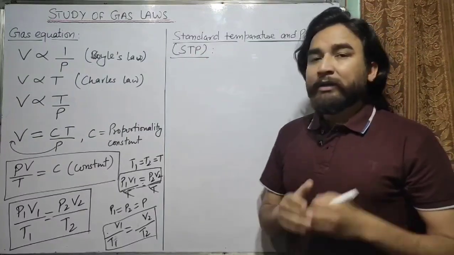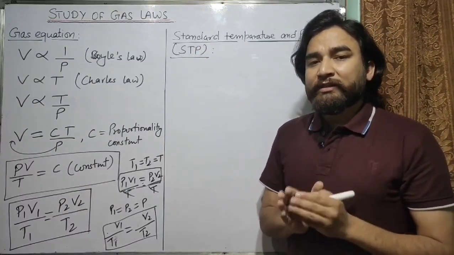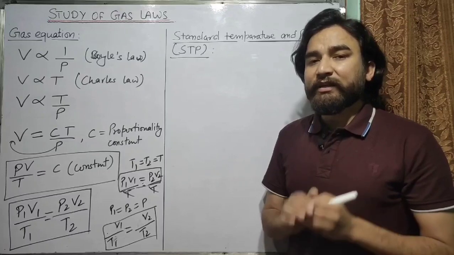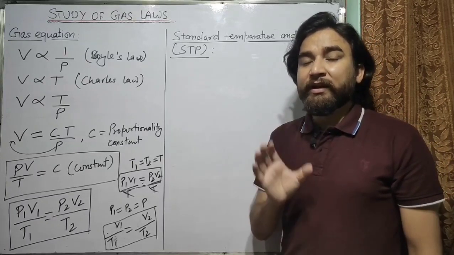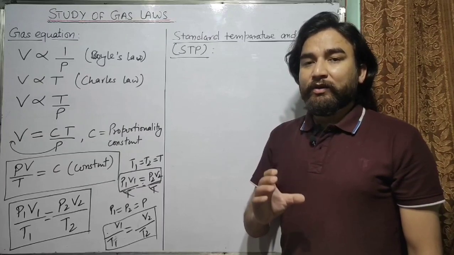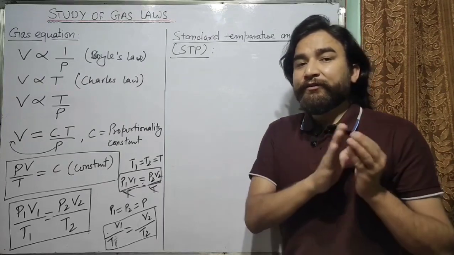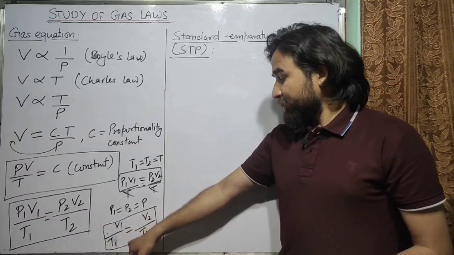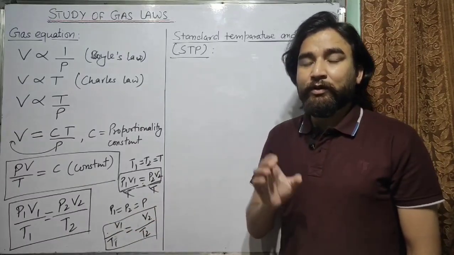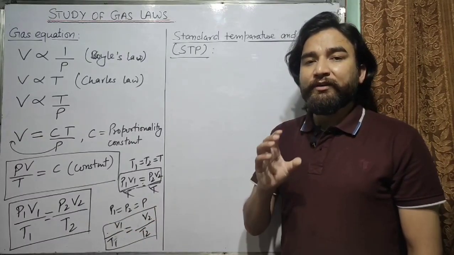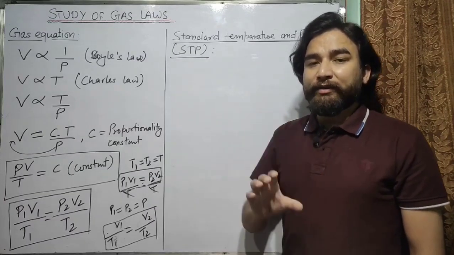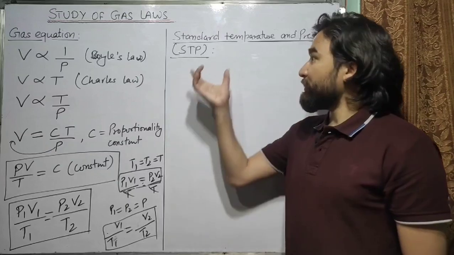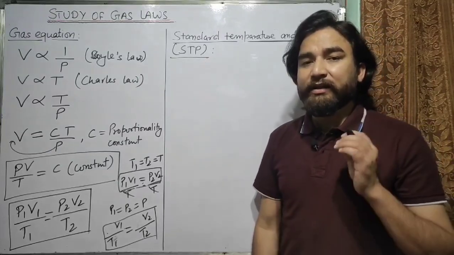It is also denoted by STP. So STP means standard temperature and pressure. Generally we have taken some temperature and pressure as standard because different gases have different behavior at different pressure and temperature. Therefore we have to observe the behavior of every gas at a definite pressure and temperature, and that definite pressure and temperature is known as standard temperature and pressure.